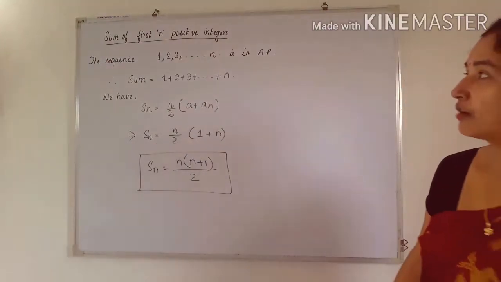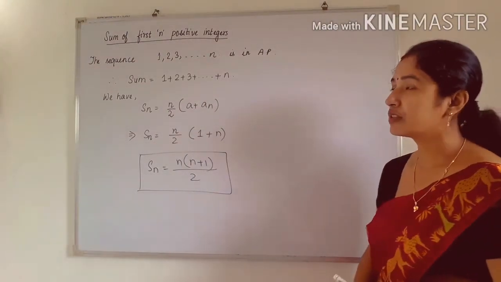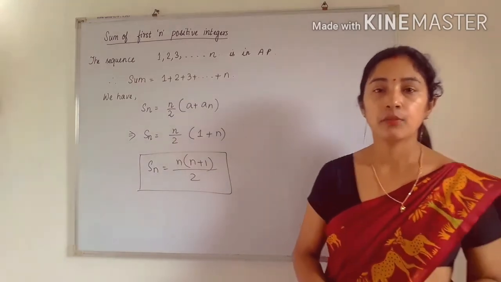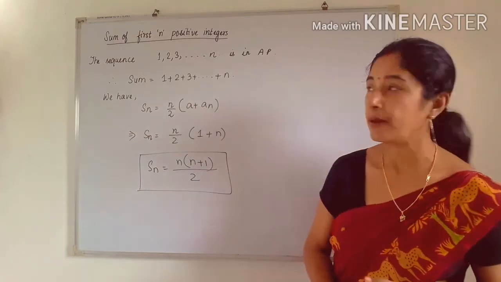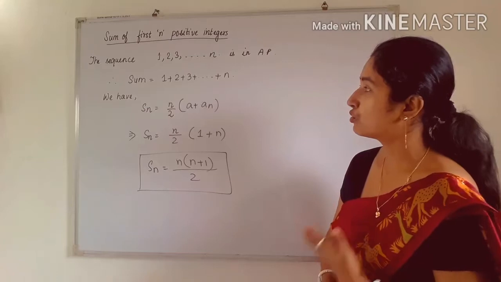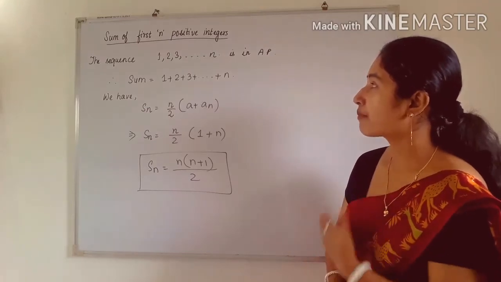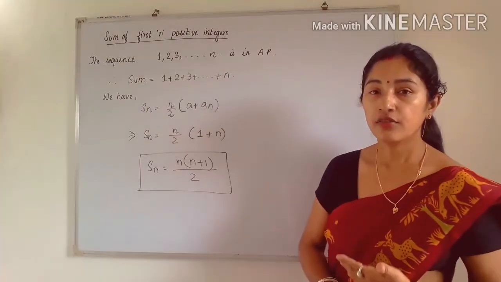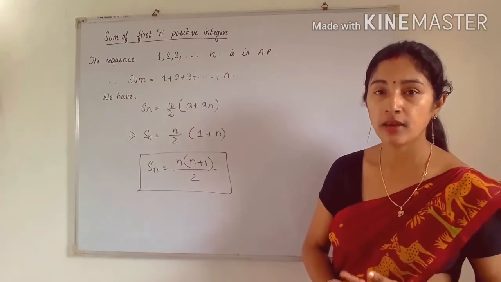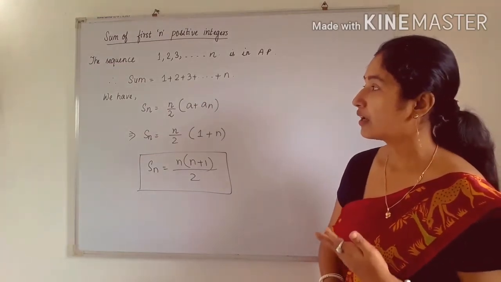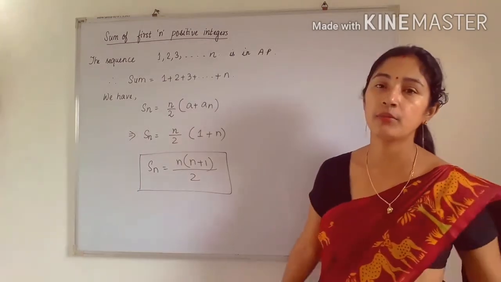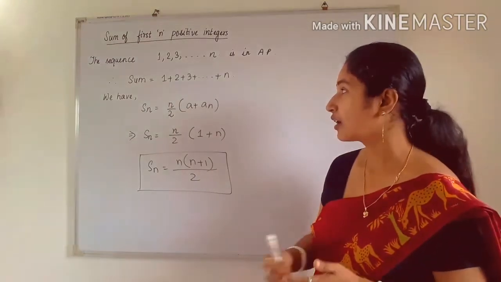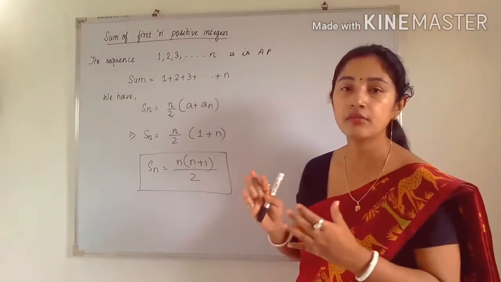So sum of first n positive integers. We can say n positive integers also, or we can say natural numbers. See, natural number starts from 1, but positive integers start from what? 0. Okay, so the sequence 1, 2, 3, up to n is in AP. This sequence is in AP, as we all know, because the common difference, the difference between two consecutive terms, is same, that is 1. So we can say the sum will be the addition of all the numbers. That means we can write 1 plus 2 plus 3 up to n. So we have to check here how many terms are there.